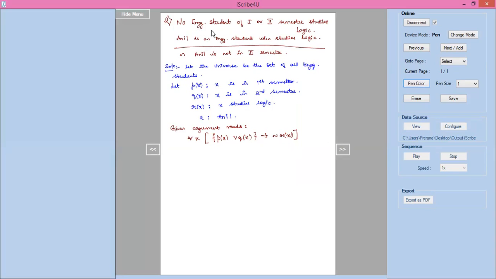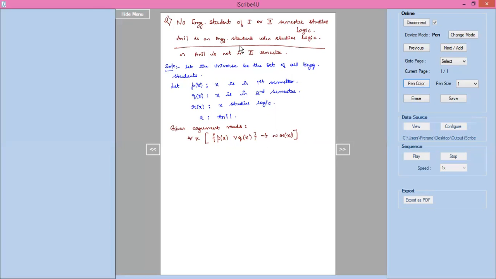And the first statement can be alternately put in the form that if every engineering student is of first or second semester, then they do not study logic. We can put it in the if then form, no? So do not study logic is negation R of X. X studies logic is denoted by R of X. They do not study logic is denoted by negation R of X. So the very first statement is put in if then form: P of X or Q of X, conditional negation R of X.